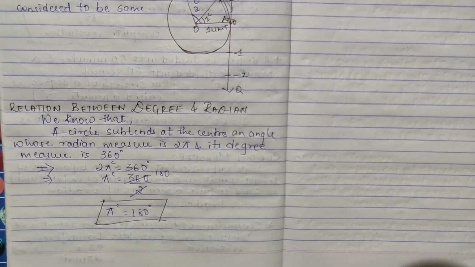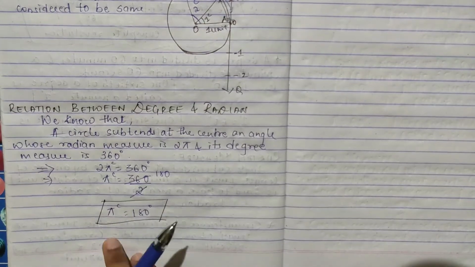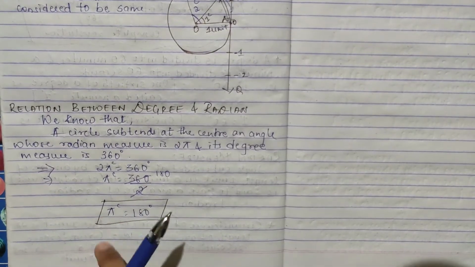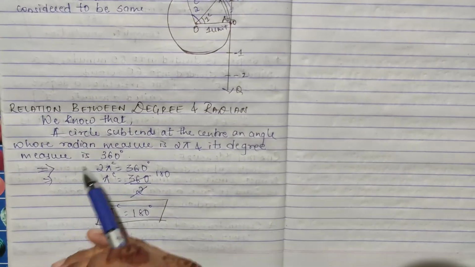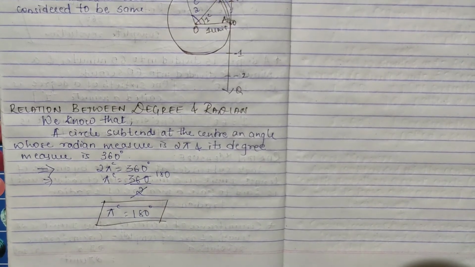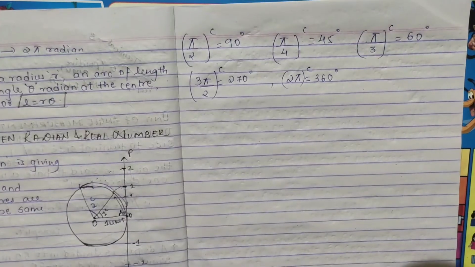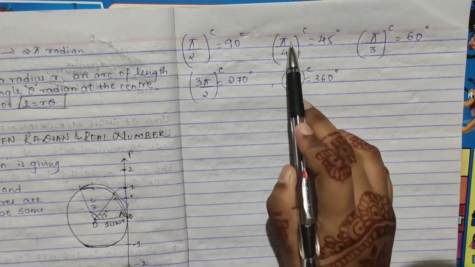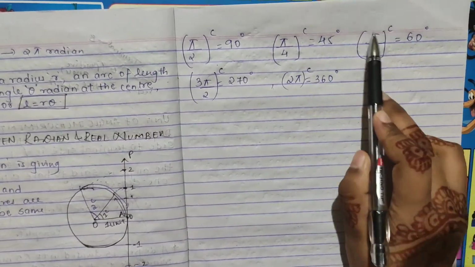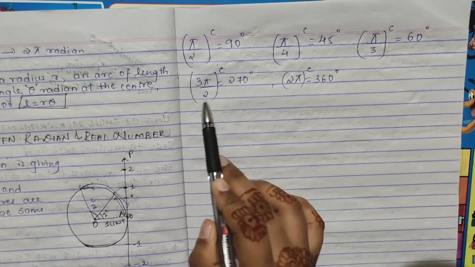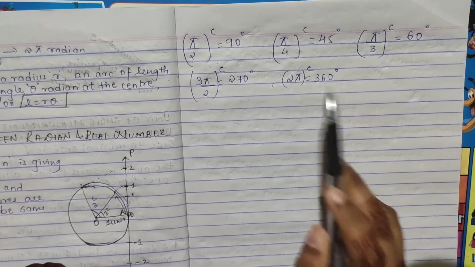Now if we take half of this, how much will pi by 2 be? Then pi by 3, pi by 4, pi by 6. You will be getting degrees like that. I have made the list, so you can just note it down. Pi by 2 radian is 90 degrees, pi by 4 radian is 45 degrees, pi by 3 is 60, 3 pi by 2 is 270, 2 pi is 360.